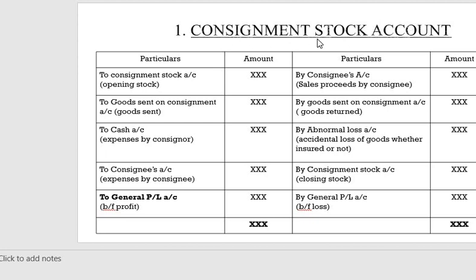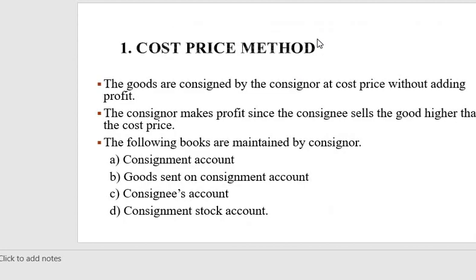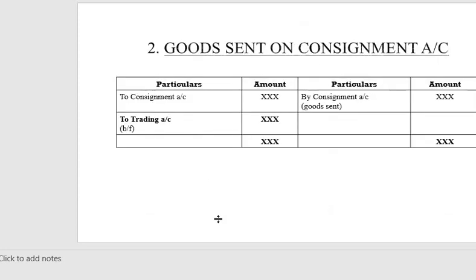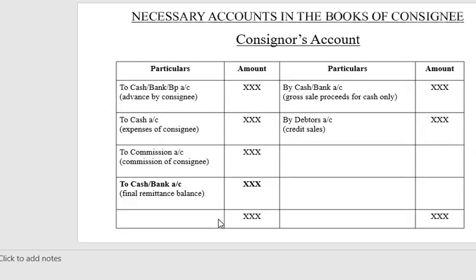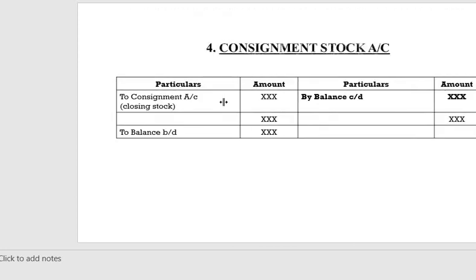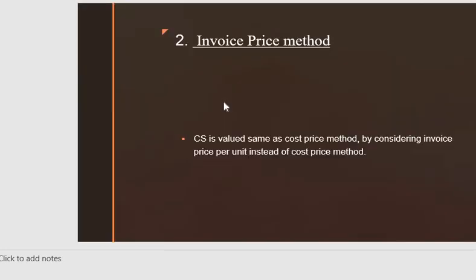So consignor will open 4 accounts. If it is consignor, how many accounts will he prepare? He'll prepare 4 accounts, that is consignment account, goods sent account, consignee's account and consignment stock account. So these are the 4 accounts that he prepares. And in the books of consignee, that is the agent, he will prepare only one account, that is consignor's account. All right, so these are the different accounts that we need to prepare.